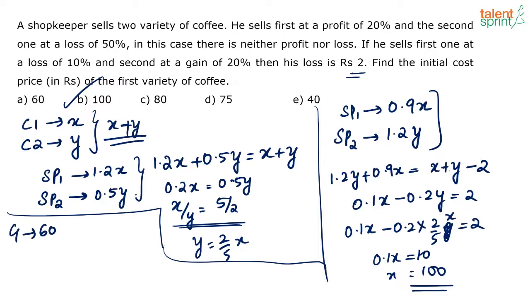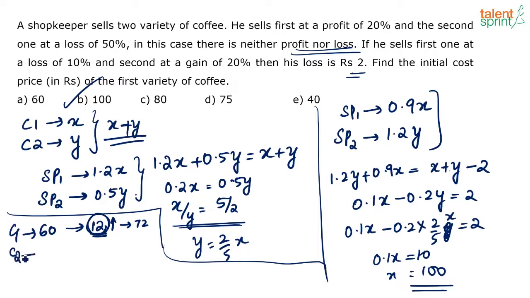Now he sells the first variety at a profit of 20%. So what is 20% of 60? It is 12 rupees, correct? So he is selling this at 12 rupees more, or he is selling it for 72 rupees. And the second one at a loss of 50%. Now, what you have to remember here is that when he is doing this, there is no profit, no loss. So what does that mean? This loss of 50% that he is doing in the second case is equal to this 12 rupees. Then only both of that gets nullified and there is no profit, no loss. Or what can I say? I can say that 50% of the cost of that article is equal to 12 rupees.